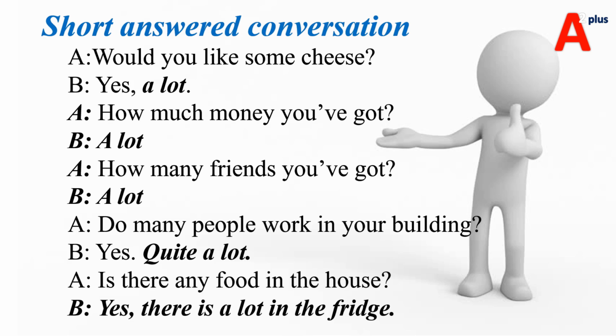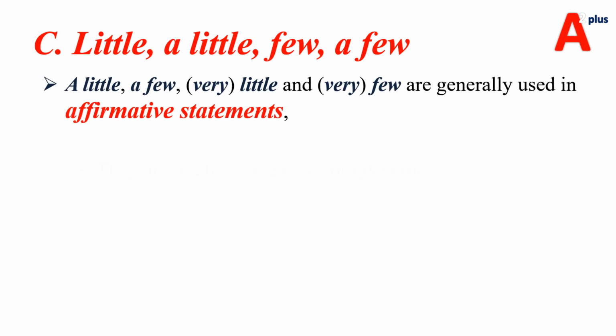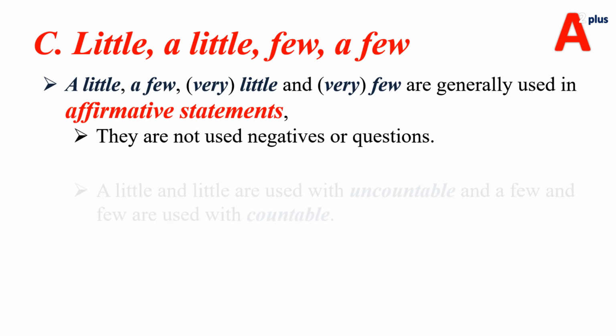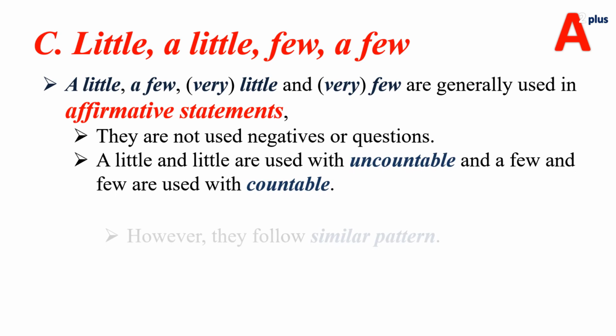ስለዚህ what is a noun? Food is a noun, but it's not mentioned. Yes, there is a lot of food in the noun ማለት ይችላለን። of ካለ ግን food mention አናደርግም። Yes, there is a lot in the fridge እንላለን ማለት ነው። The third quantifier is little, a little, few and a few.